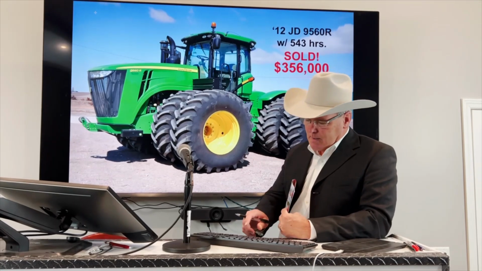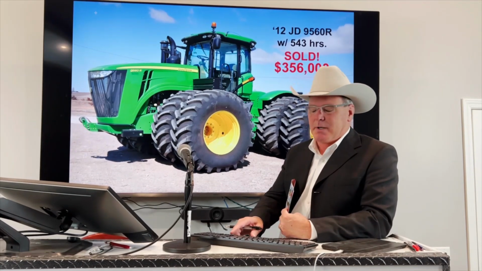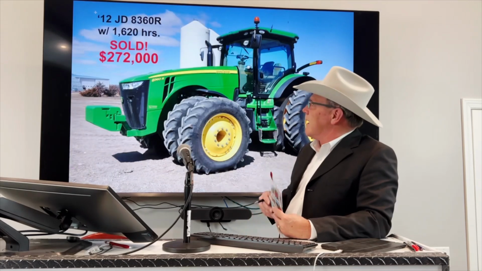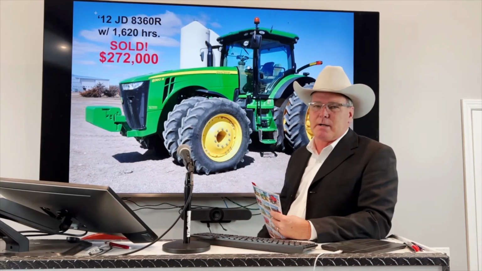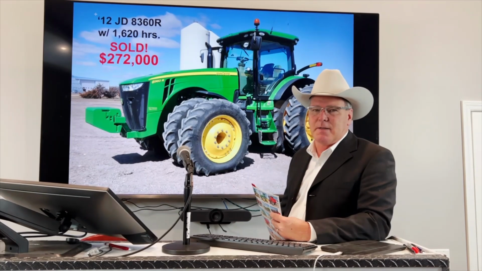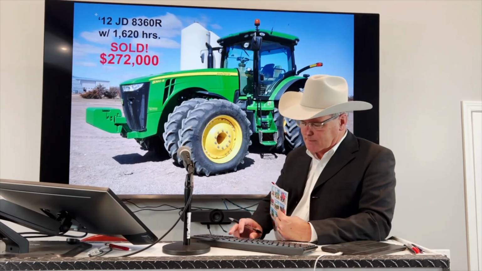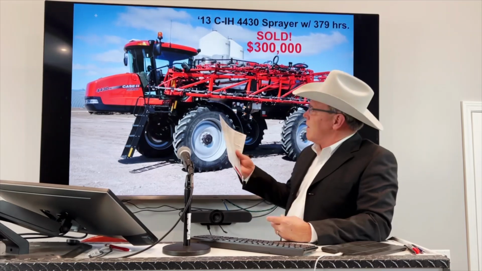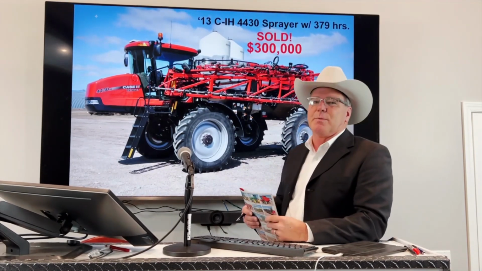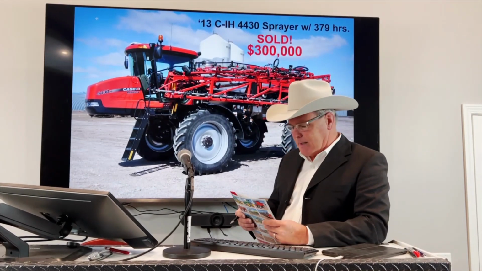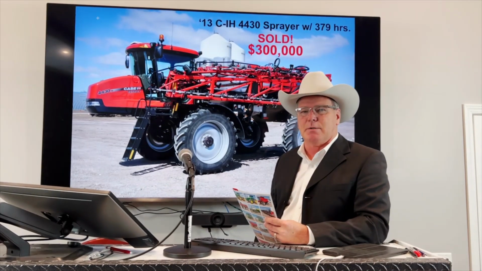$356,000 today on the Cannon Farms auction in Presho, South Dakota. Next item we thought was a real strong sale was this 2012 8360R. As you can see, this tractor grade about $272,000. And the momentum just keeps growing. Here's a Case IH 4430 sprayer, 13 model. About $300,000 on the Cannon Farm auction today, once again in Presho, South Dakota.